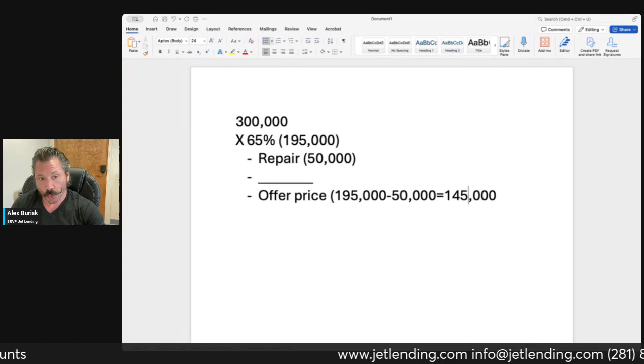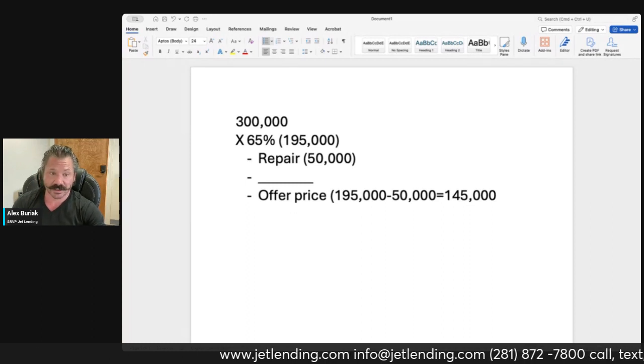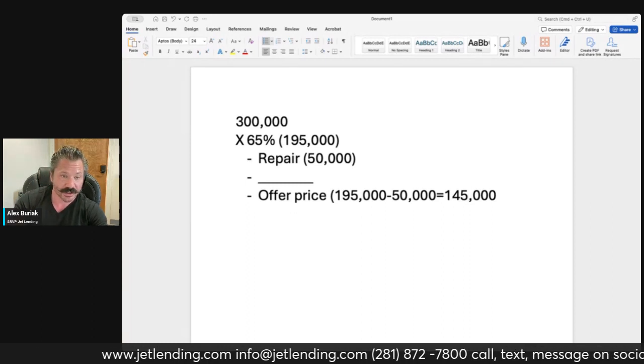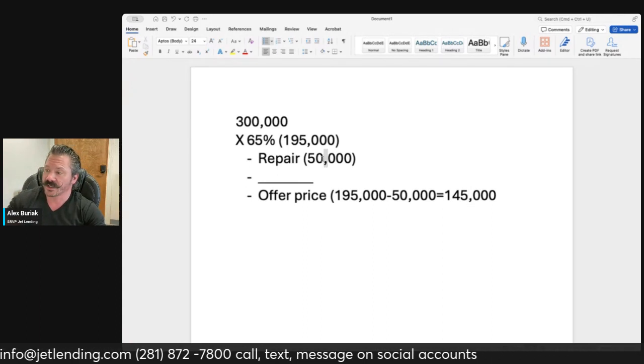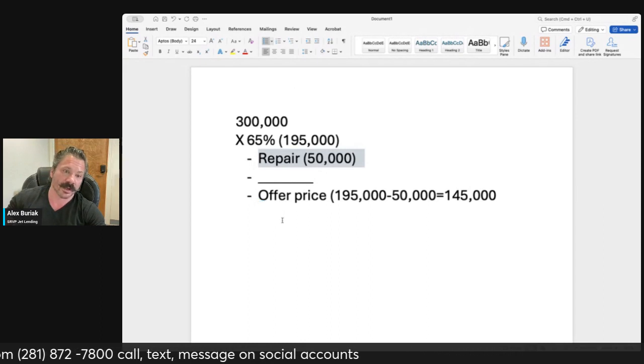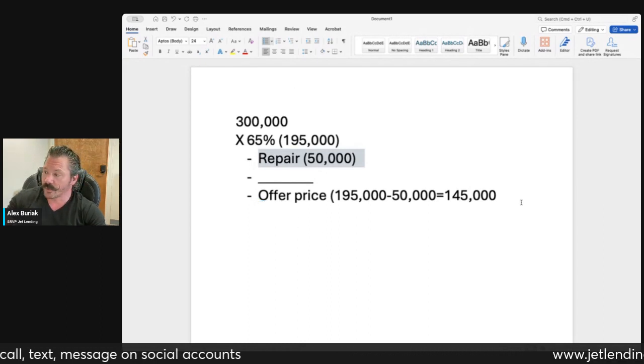So these are really quick ways that you can come up with a purchase price when you go into a property. Now, I know what you're saying: well, Alex, how do I consider this repair number? My contractor hasn't gone there. This is going to come with experience.